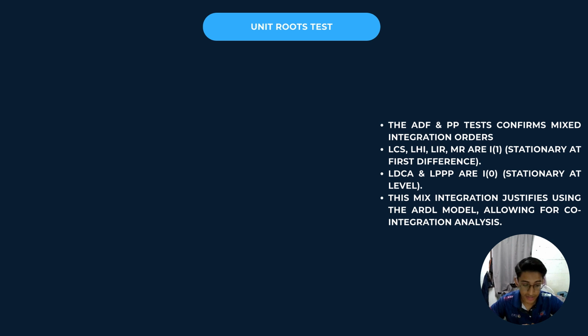So this is my unit root test. The ADF and PP tests confirm mixed integration orders. Consumer spending, household income, lending interest rate and mortgage rate are integrated at first difference, and domestic credit availability and purchasing power parity are integrated at level. This mixed integration justifies using the ARDL model, allowing for co-integration analysis.